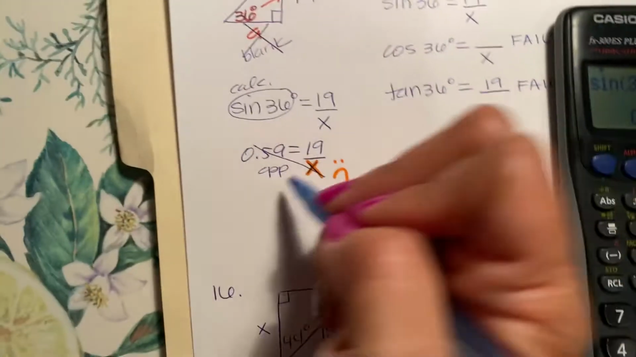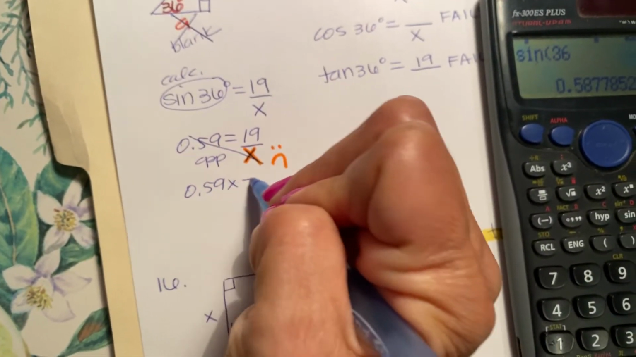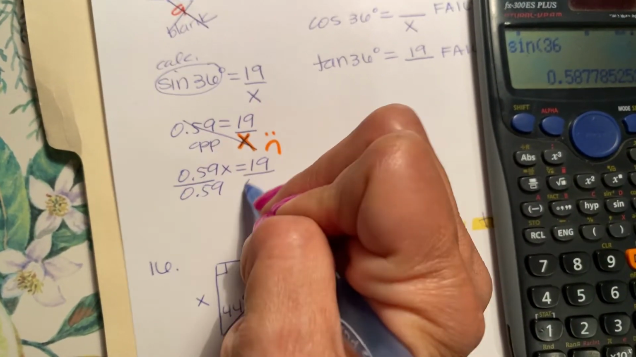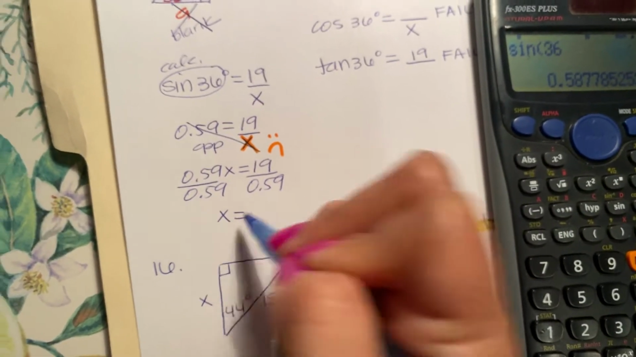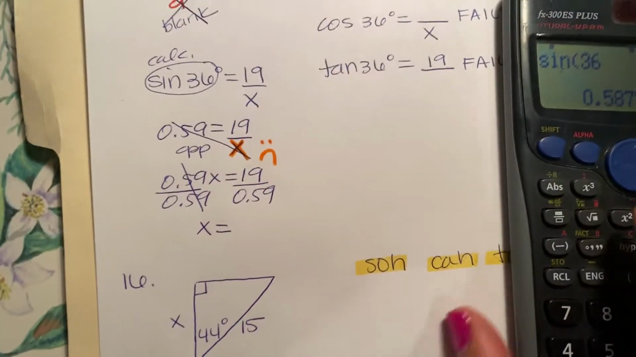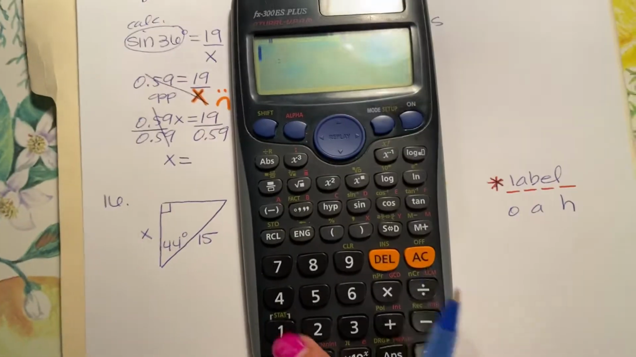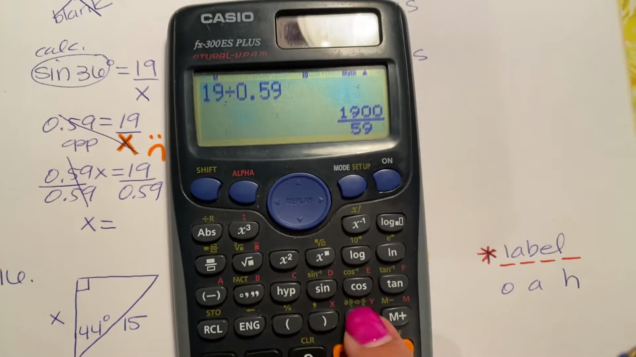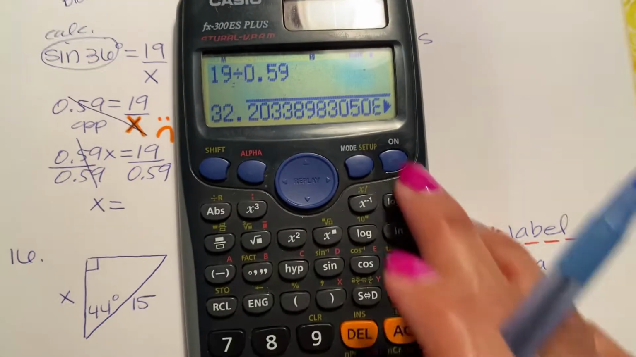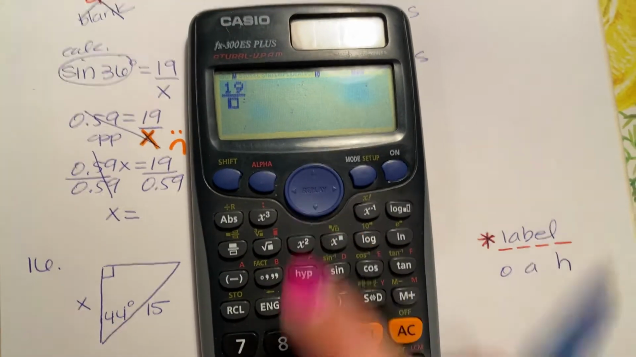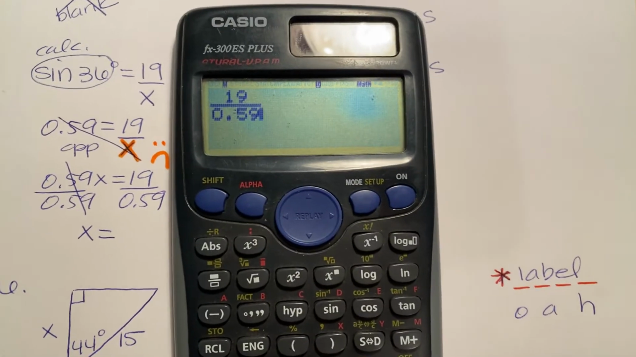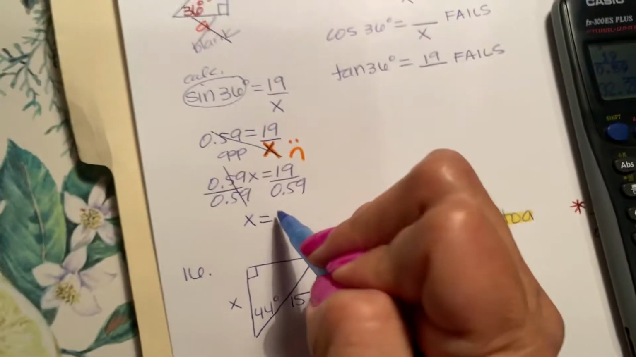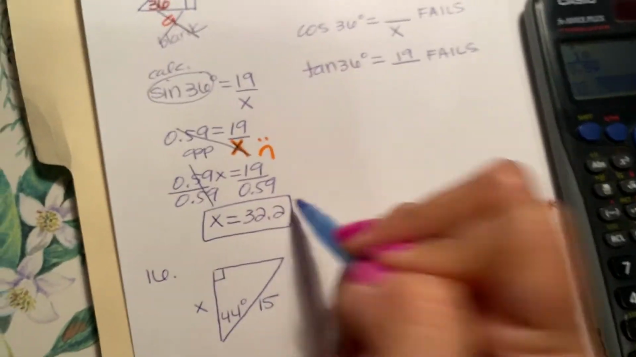So I'm going to use the cross product property, right? You're going to multiply, and I get 0.59x is equal to 19. And then you just divide by the 59 hundredths to isolate x. And so I get, right, what is 19 divided by 0.59? You can do it that way. I get 32.2, or 19 divided by 0.59. Remember, it depends just how you're comfortable with the calculator. So I get 32.2 is my answer.